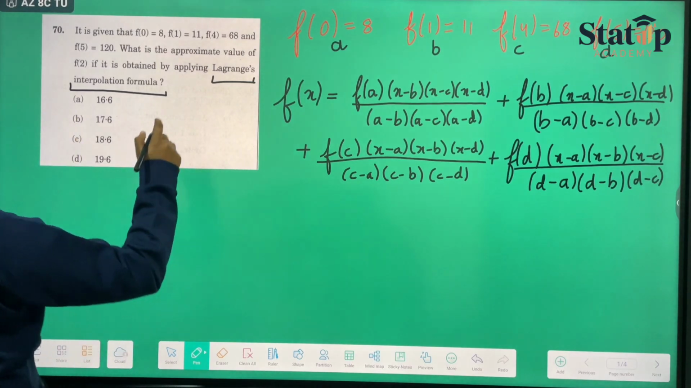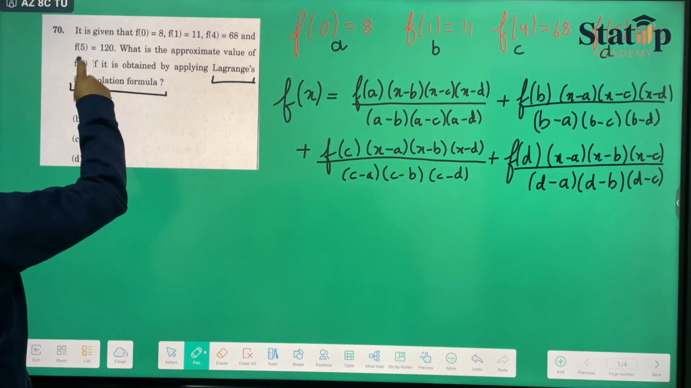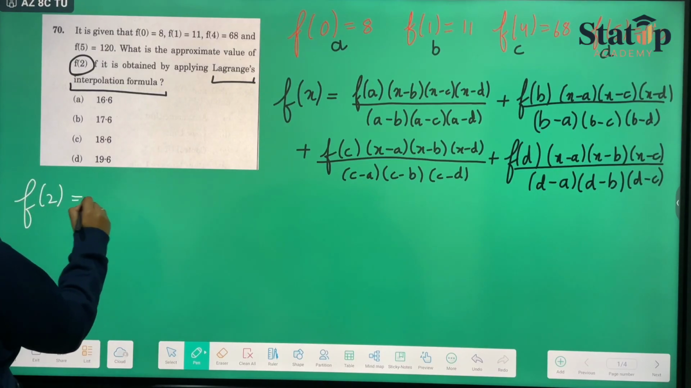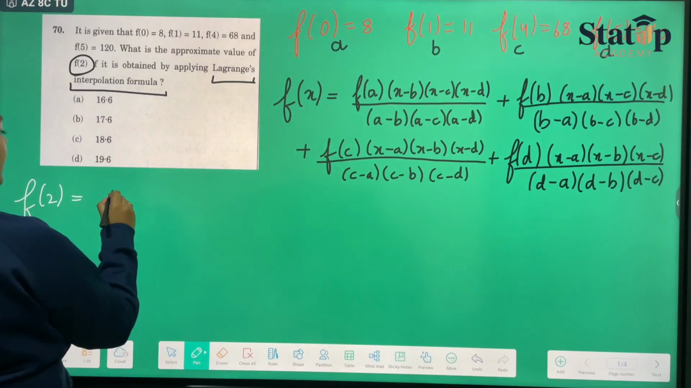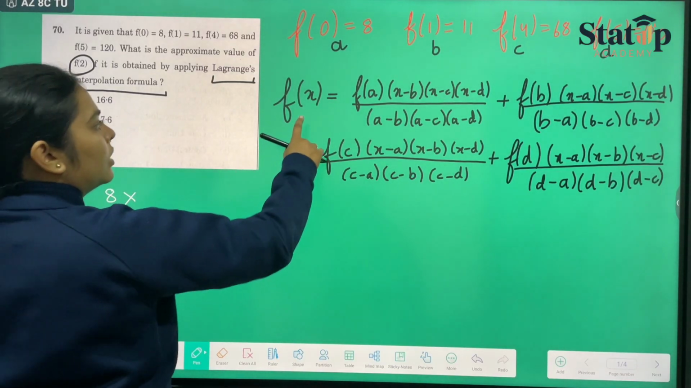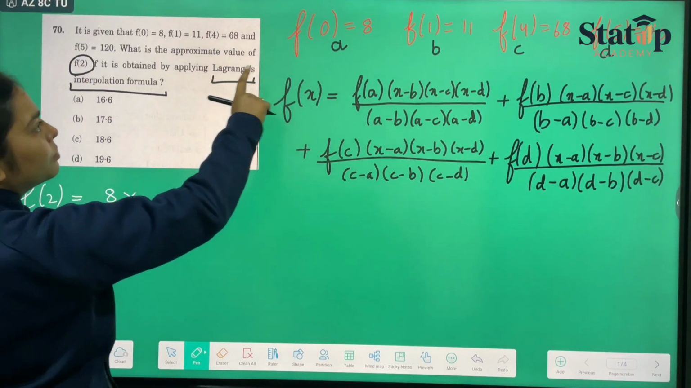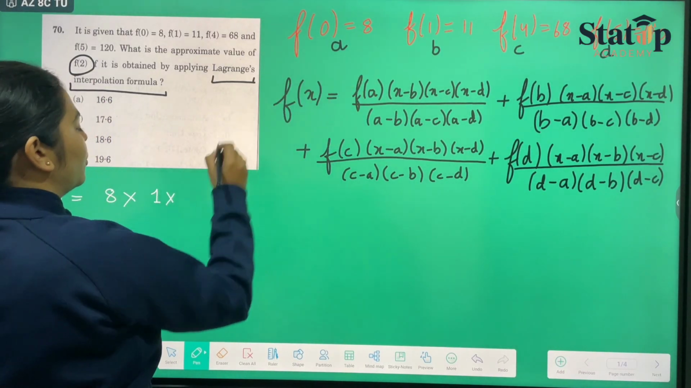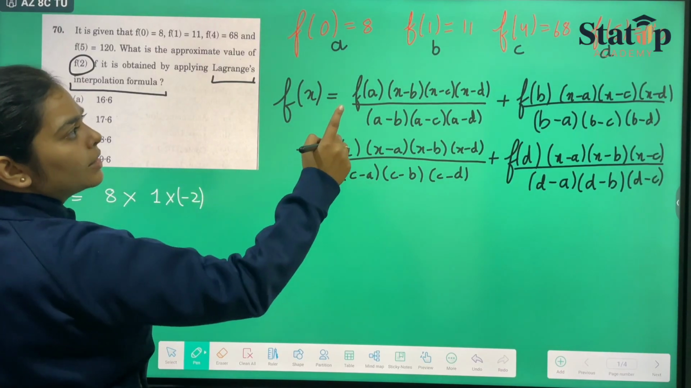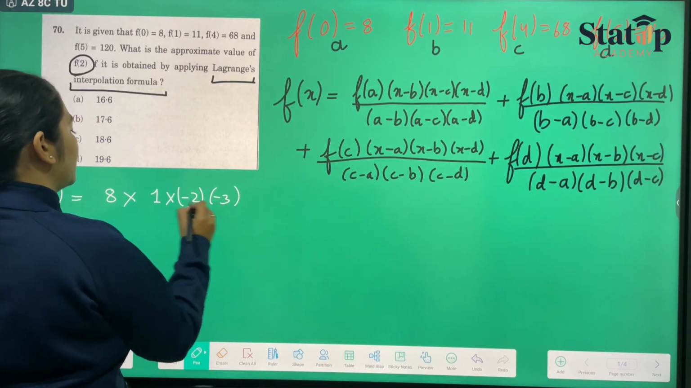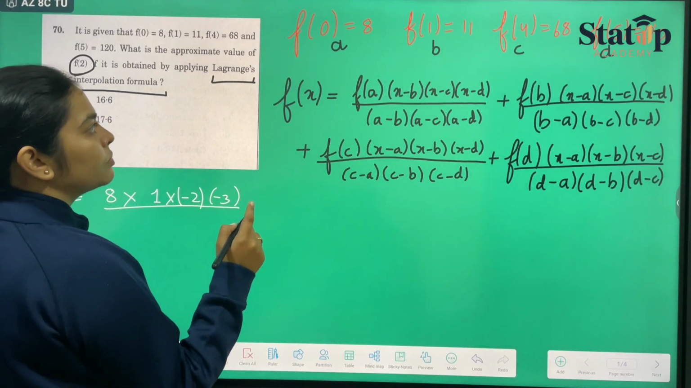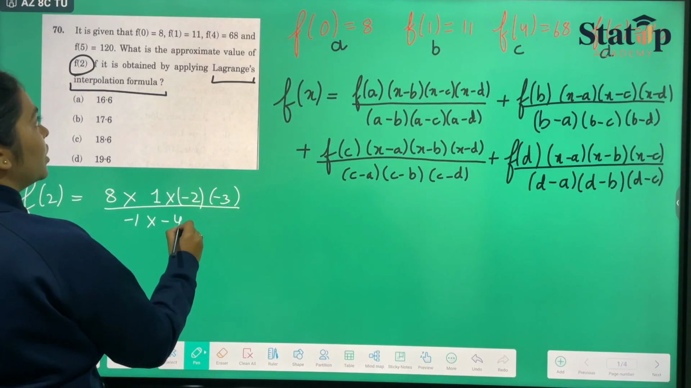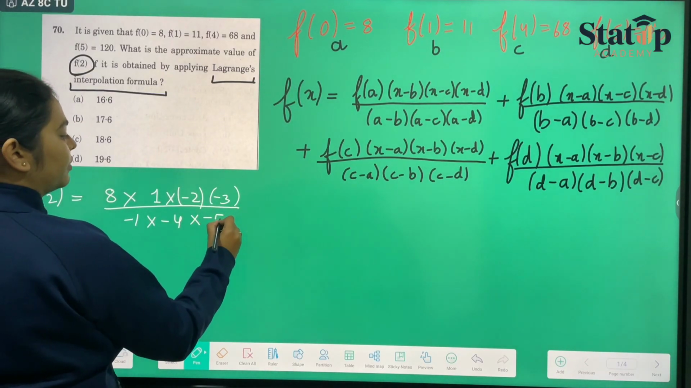So let us put the value in fx. What have they asked you about? They have asked about f2, so x is our 2. So f2 is equal to f of a, which has been given to us as 8, into x minus b. X is 2, so 2 minus 1 will be 1, into 2 minus 4 will be minus 2, 2 minus 5 will be minus 3, upon a minus b: 0 minus 1 will be minus 1, 0 minus 4 will be minus 4, and 0 minus 5 will be minus 5.